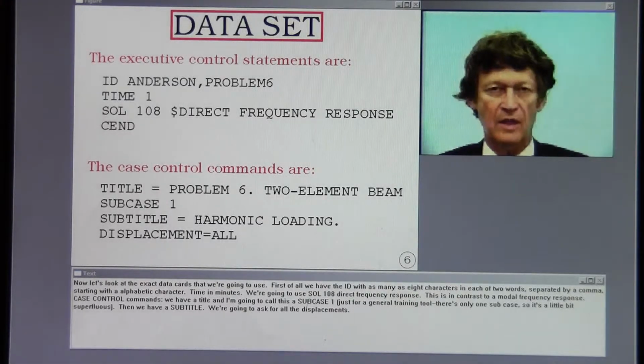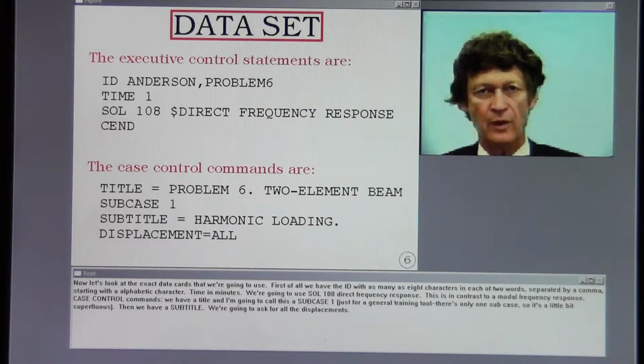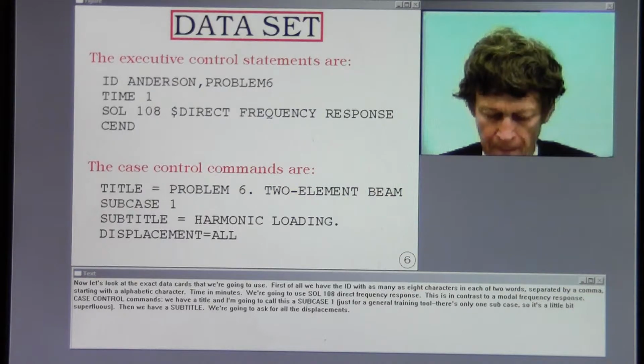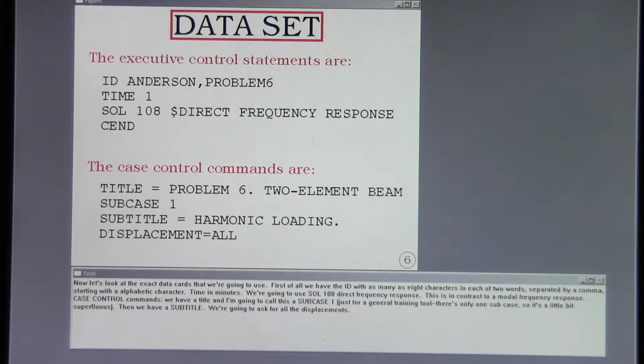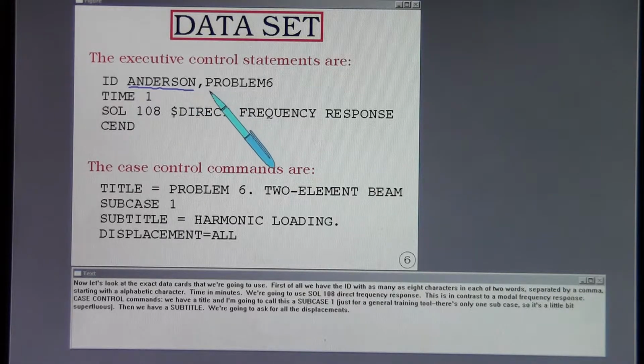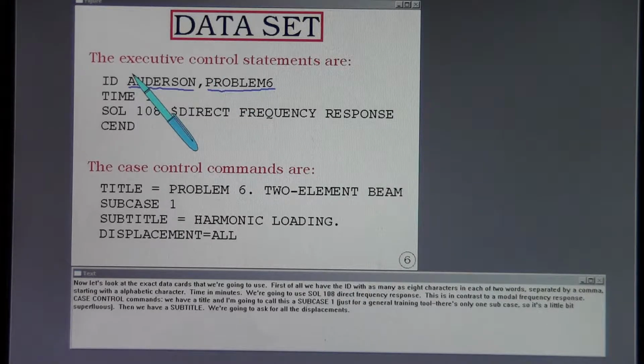Now let's look at the exact data cards that we're going to use. First of all, we have the ID with as many as 8 characters in each of 2 words separated by a comma, starting with an alphabetical character. Time in minutes, we're going to use Sol 108, direct frequency response. This is in contrast to a modal frequency response.